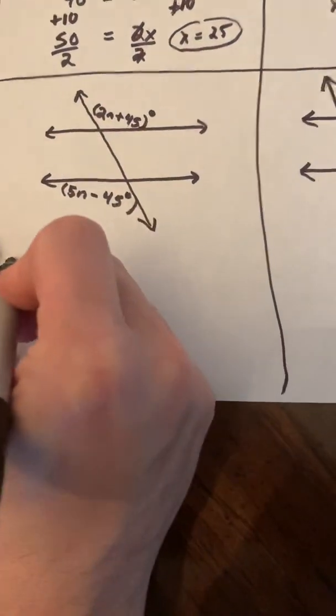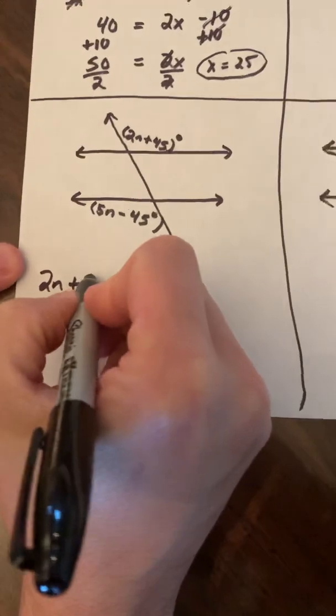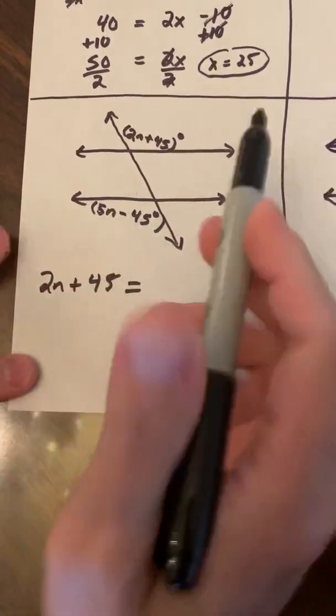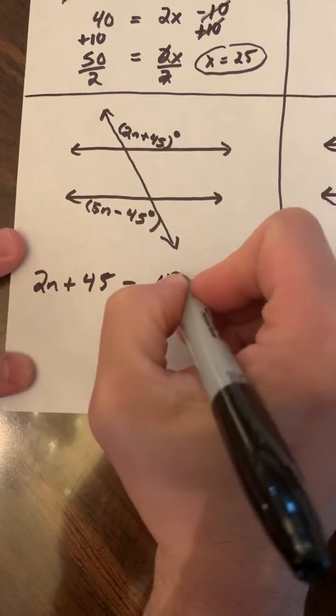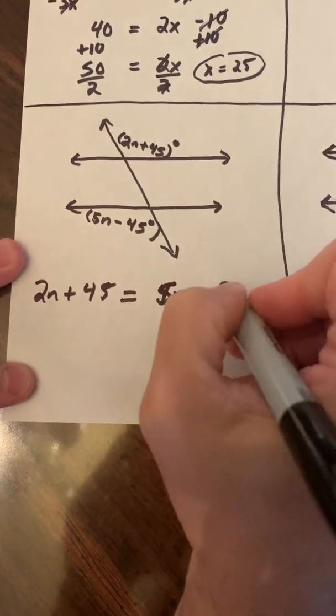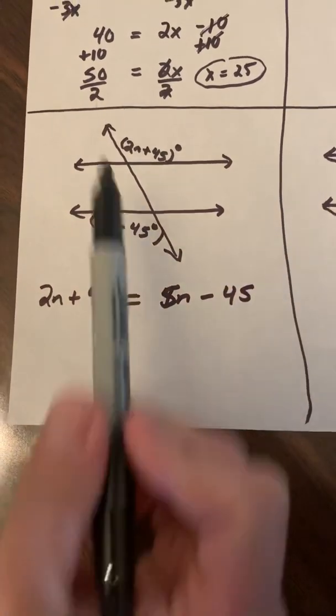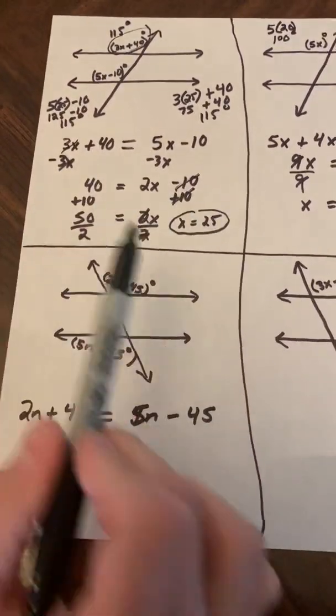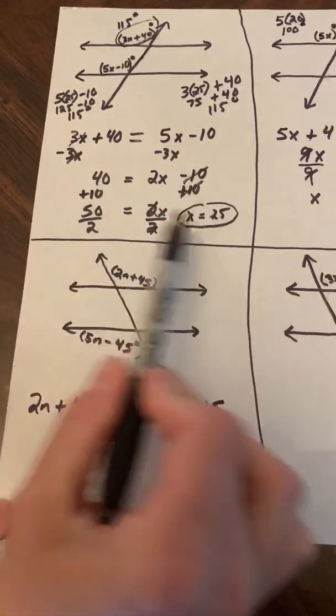So I'm going to put one of them on this side. That one was 2n plus 45. This one here was 5n minus 45. Okay, and now we're going to solve it the same way we did here, all right? So I'm not actually going to go through the solving part in this video here. You're just going to solve it the same way we did here.